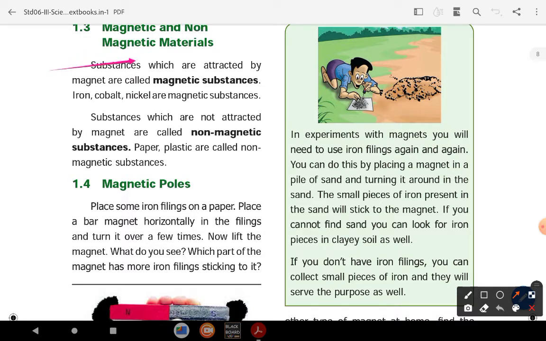What are magnetic substances? Very easy, children. Substances which are attracted by the magnet are called magnetic substances. What are the examples? You have iron, you have cobalt, you have nickel. These are all the magnetic substances. So the substance, once again, let me repeat.